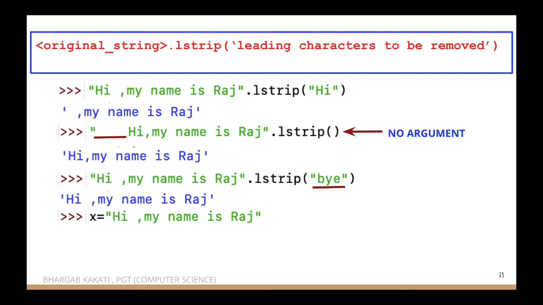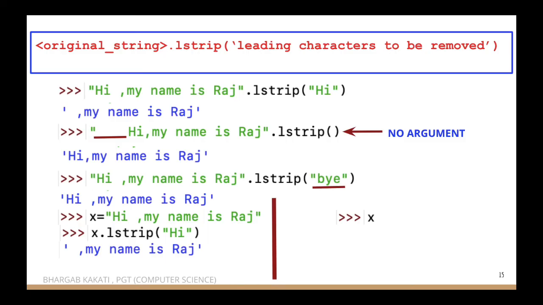Next, if I give x = "hi, my name is Raj" and x.lstrip("hi"), then I'll get ", my name is Raj". Then in the next line, if I try to display x, what will happen? I will get the original string. So as already mentioned in the theory, the lstrip function does not make any changes in the original string. There will be no change at all in the original string.